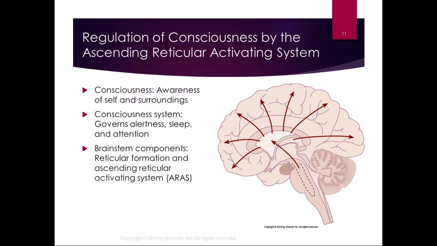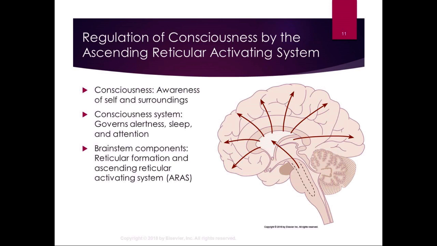So the other thing that the reticular activating system controls is consciousness, awareness of yourself and surroundings. It governs alertness, sleep, and attention. Remember how when we talked about the spinal reticular tracts in the part of the divergent tracts transmitting pain signals that keep you up at night? So it's stimulating the area that governs alertness, sleep, and attention. So we have nociceptors in the periphery stimulating this area.